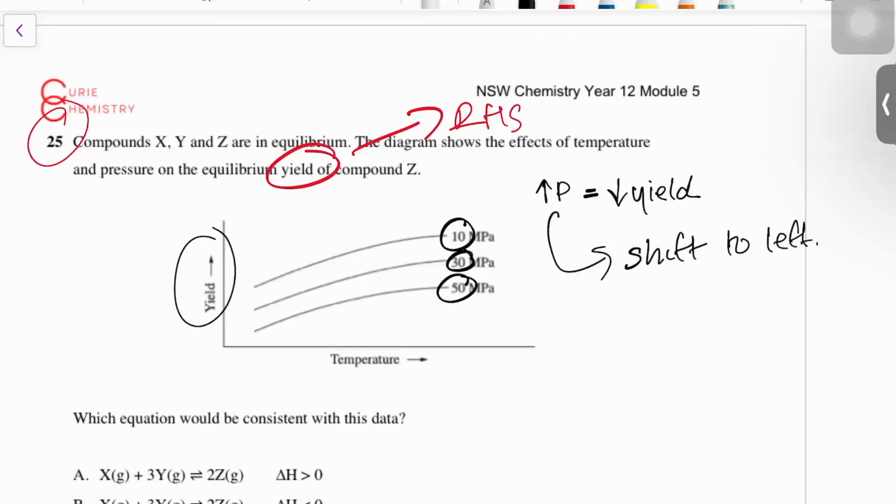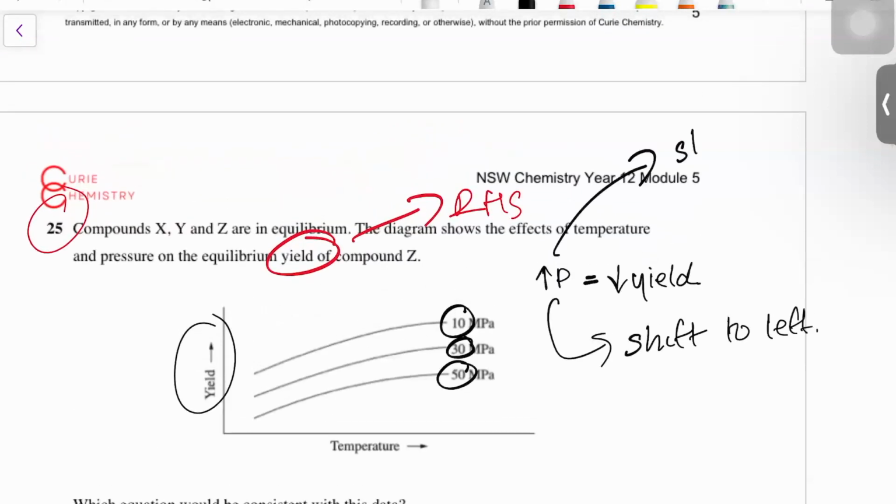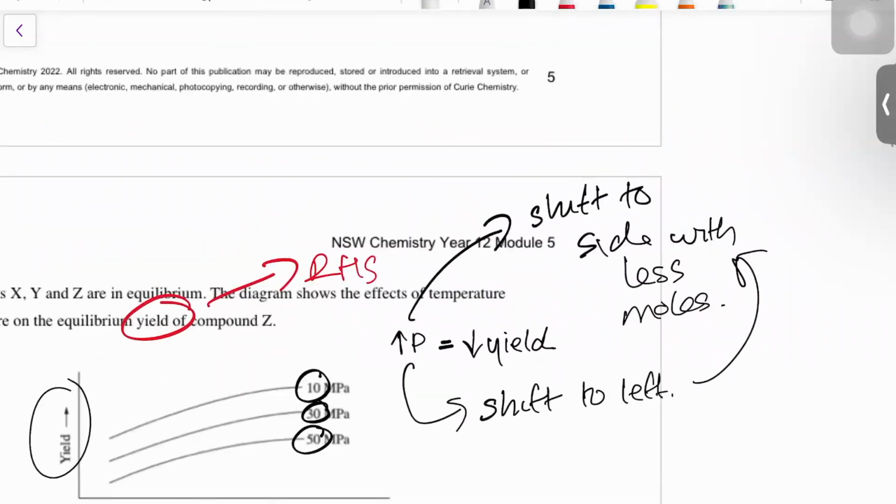So increase in pressure decreases yield, which means it causes a shift to the left. You've also told me that increasing pressure will cause a shift to the side with less moles, which means putting 2 and 2 together, the left side must be the side with less moles. That's like saying A is equal to B and A is equal to C, which means B must equal C. So increasing pressure shifts to the side of less moles, and increasing pressure decreases yield so it shifts to the left, which means the left side must be the side of less moles. So that's your first piece of information.